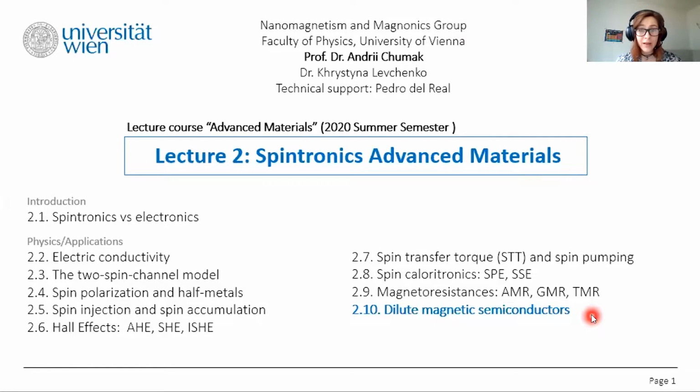Today's lecture will be, as already mentioned, dedicated to the dilute magnetic semiconductors, but it will be rather an overview, a quick highlight not only of these materials, but rather of the magnetic semiconductors, dilute magnetic semiconductors, and some interesting phenomena and concept devices that are part of the Spintronics course.